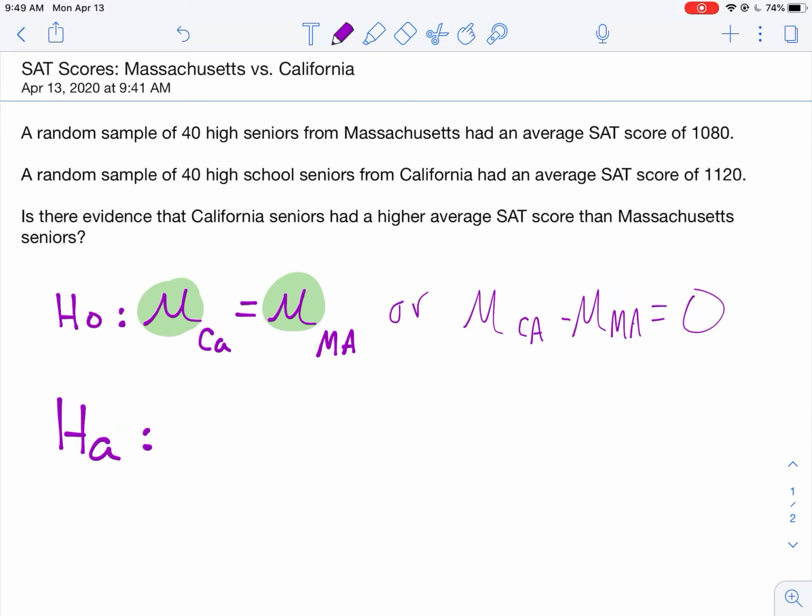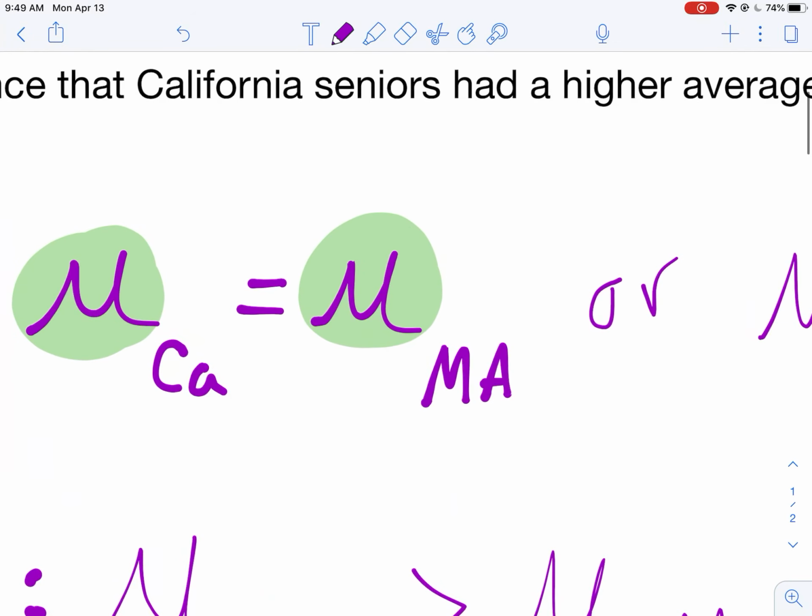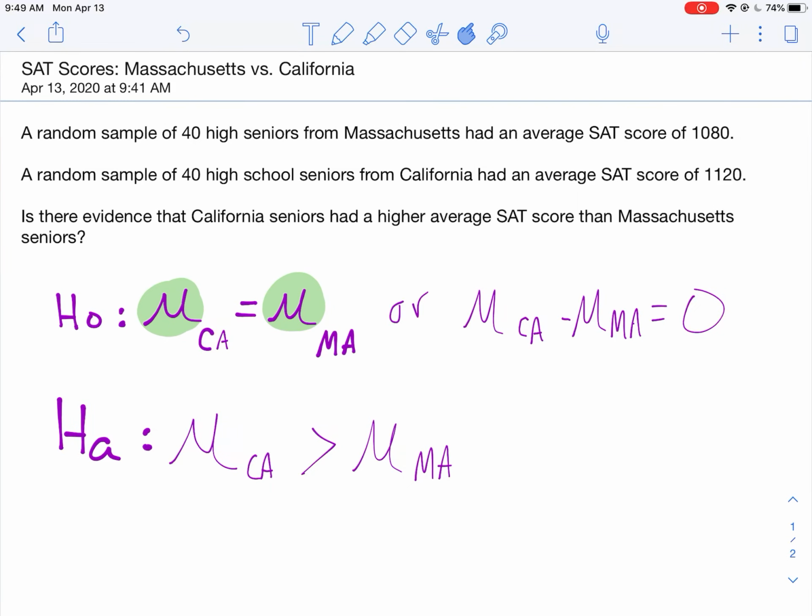Now, what am I trying to prove? It says, is there evidence that California students had a higher average? If that's the case, it's going to be greater. So I'm going to do mu of California is greater than mu of Massachusetts. I'll change this to an uppercase A to keep it consistent. But again, it's an inequality statement, just like we did before. Since we're trying to prove that California is higher, it's going to be greater. If I were just trying to prove that they were different, it would be doesn't equal, like this. But I'm trying to prove that California is greater.